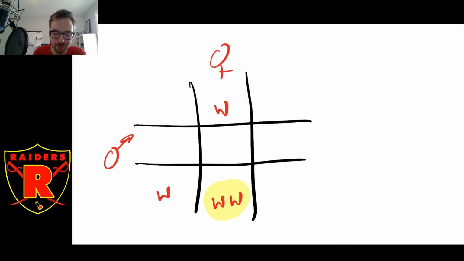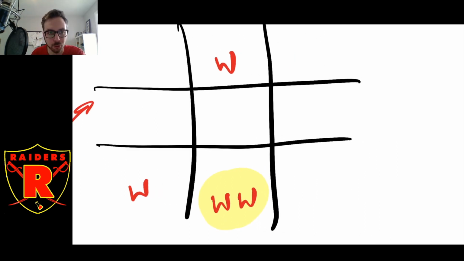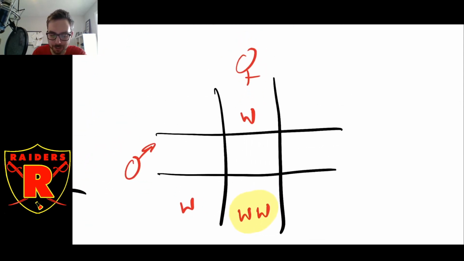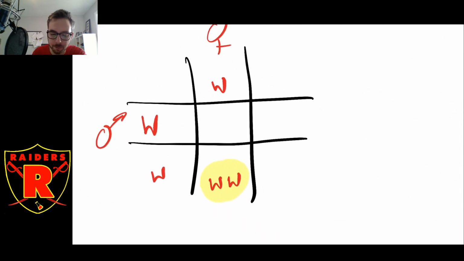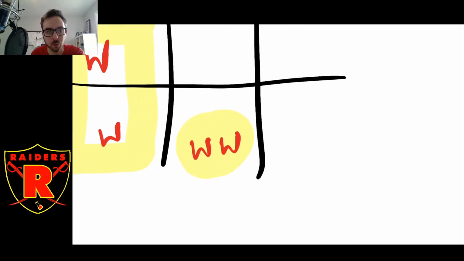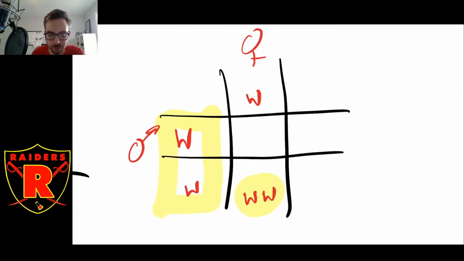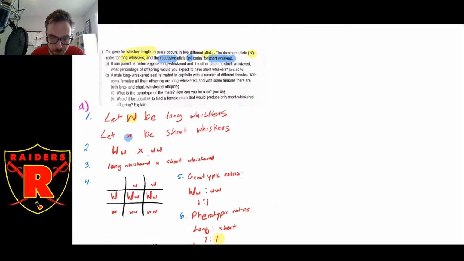We know that the male has to be contributing a little w in order to produce short whiskered offspring ever, because there has to be two short. Going back to here, we know that because the male is long whiskered, this has to be the genotype for the male, because it produced at some point a short whiskered offspring. The only way it could produce a short whiskered offspring would be if it was a heterozygote. So I think the question is asking, what's the genotype of the male?